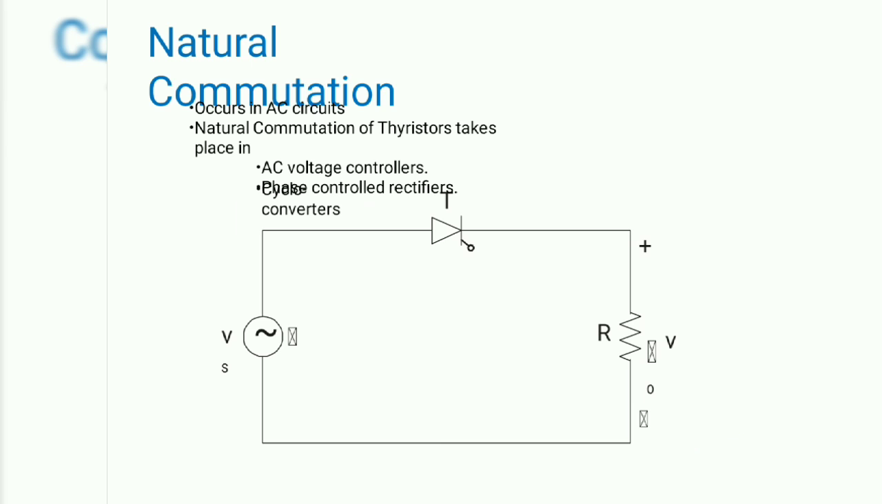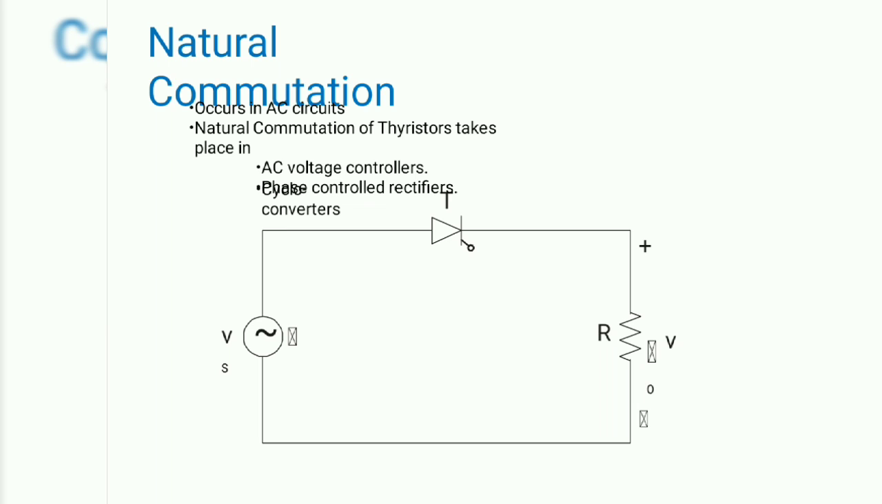First, natural commutation. It usually occurs in AC circuits only. Natural commutation of a thyristor takes place in AC voltage controllers, phase control rectifier circuits or converters. In cycloconverters it also happens.